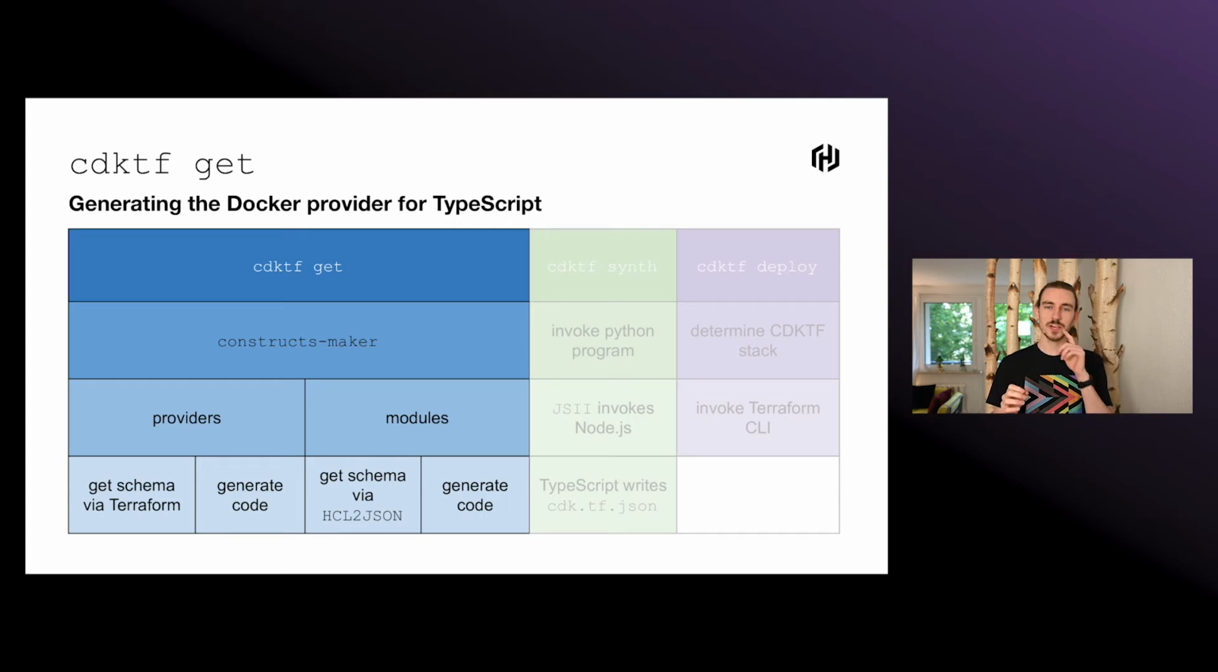And to generate those provider bindings, we do cdktf get. That's a command from our CLI, and it is going to invoke the so-called constructs maker that we have internally, and that can generate the code for providers and modules. At first it will get the schema, for providers via Terraform, and for modules via some utility library, and then it will generate the code. But let's just jump into it.